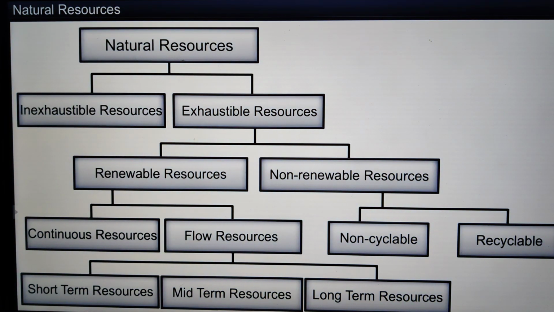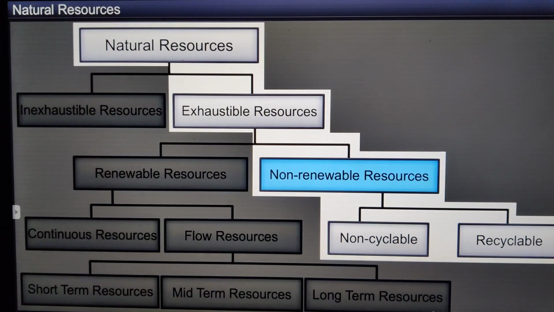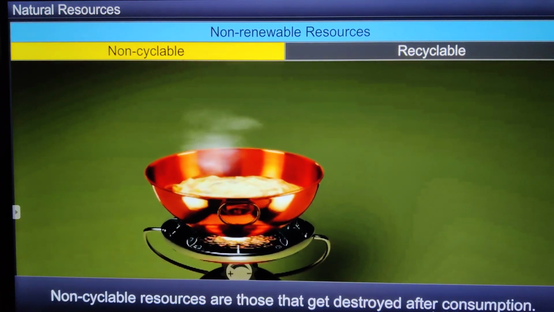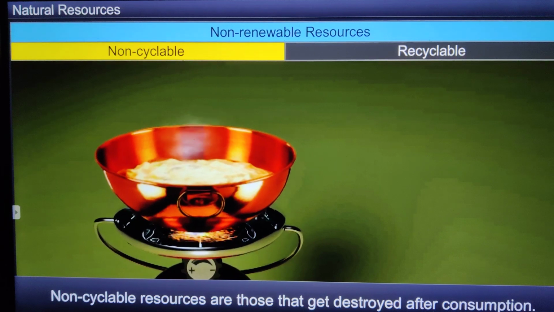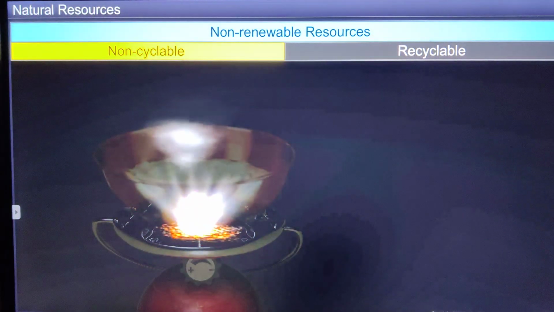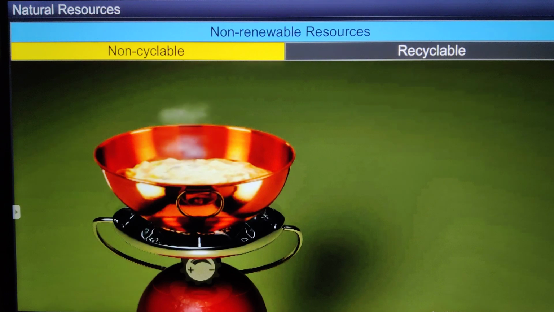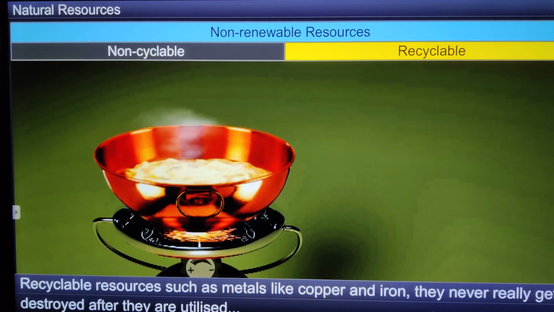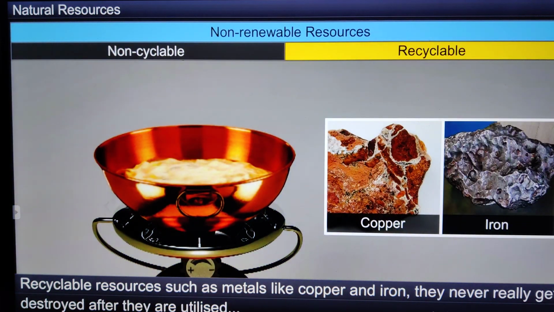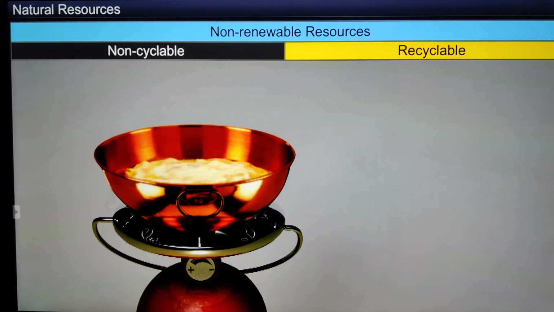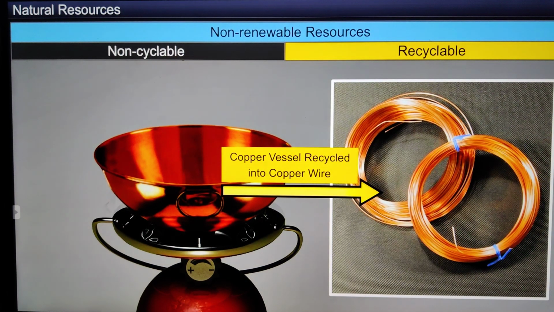Just as renewable resources can be classified into different categories, non-renewable resources can also be classified into non-cyclable and recyclable resources. Non-cyclable resources are those that get exhausted after consumption. Natural gas is an example of a non-cyclable resource because when it burns, it gets converted into energy required for heating food. However, in case of recyclable resources such as metals like copper and iron, they never really get destroyed after they are utilized and can be further recycled to form other products.